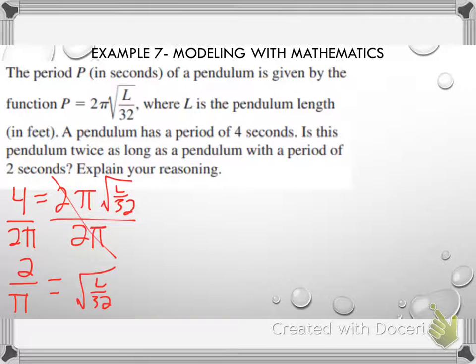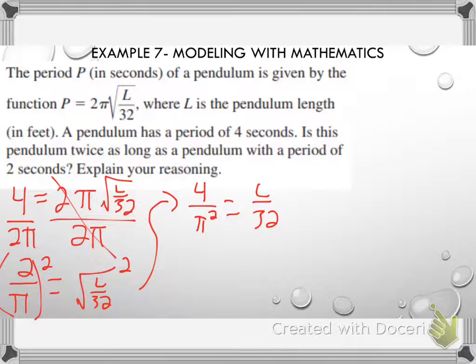Is my radical now by itself? It is. So what can I do to both sides? Square both sides. If I'm squaring a fraction, what do I do? Distribute it to the numerator and to the denominator. So I just raise the numerator to that power, the denominator to that power as well. So what's 2 squared? 4. And then pi squared, I'm just going to write as pi squared. So I get 4 over pi squared equals L over 32.